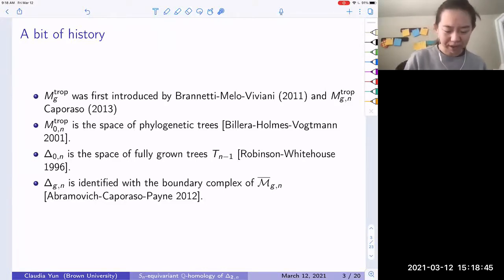And even before that, we have this delta GN, in particular delta 0, and it was studied by Robinson and Whitehouse as the space of fully grown trees back in 1996. And not only did they study the homotopy type of this space, they were able to compute the representation of Sn afforded by the homology of this space induced by the action of permuting the unmarked points. And this delta GN is a smaller tropical space that sits inside this bigger moduli space MTROP-GN.